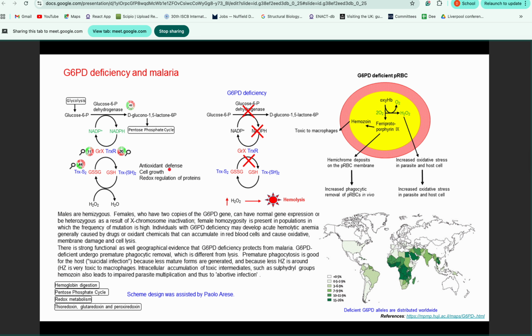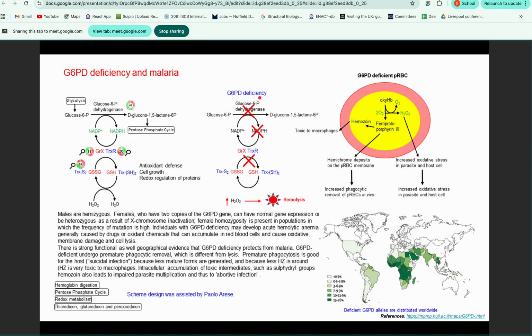So in this case, it is showing the antioxidant defense. It leads to cell growth and redox regulation of proteins. So this is the case where glucose 6 phosphate dehydrogenase is present, so it provides antioxidant defense.